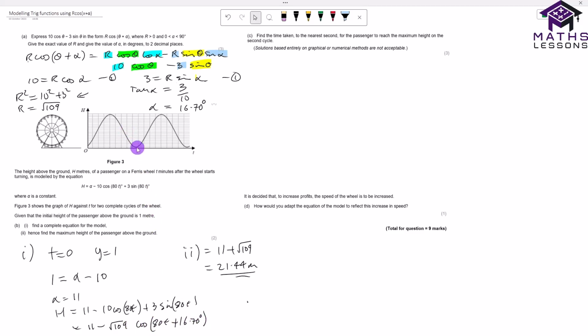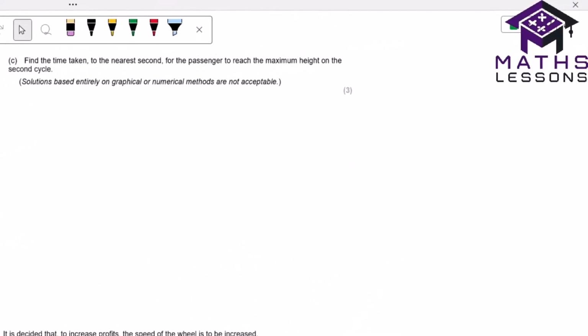So when we come down to, if we want to get to here, we're going to actually need cos to be minus 1, because we're then going to take this away. So therefore we get plus root 109 as our biggest value to add on to 11 and get this maximum height. Now find the time taken to the nearest second for the passenger to reach the maximum height on the second cycle.